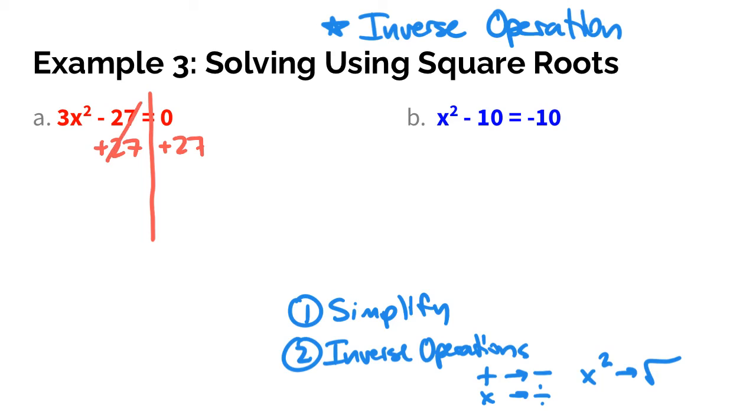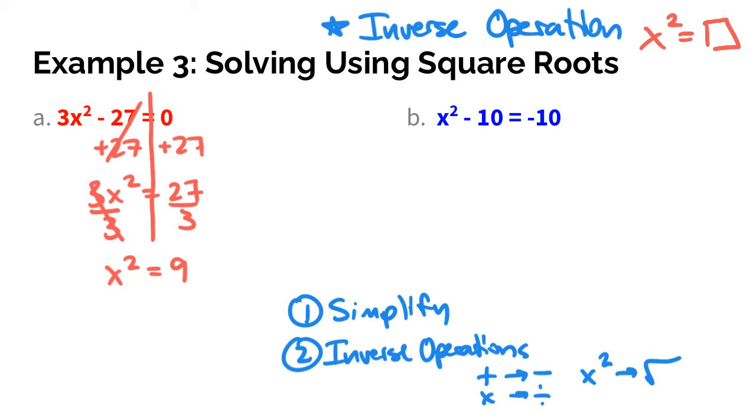So I'm going to add here 27 to both sides. So I'd get 3x squared equals 27. I have the 3 in front, so I'm going to divide by 3. And I'm going to get x squared equals 9. Now what I'm left with is x squared. So my goal when doing inverse operations is I want to try in the end to get x squared equals a number.